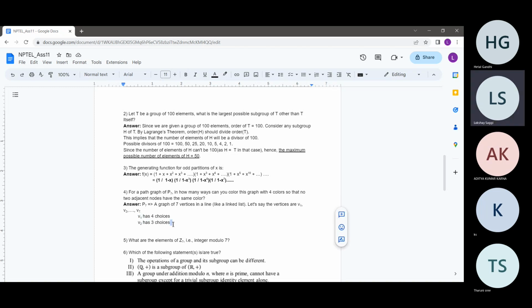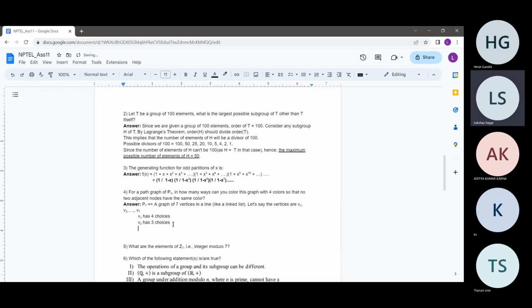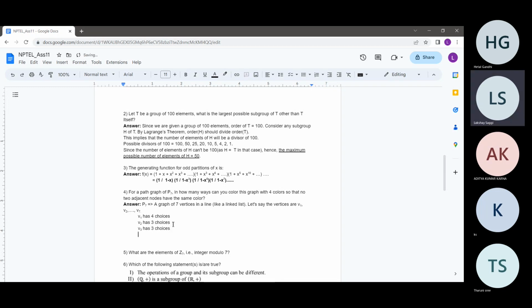Similarly, V2 has three choices, and after that, V3 will also have three choices, because V3 should have a color different from V2, right? So V3 will choose a color which is different from V2, so it also has three choices. And similarly, V4, V5, V6, V7 also have three choices each using similar reasoning. Because V4 should have a different color from V3, and then V5 should have a different color from V4, and so on.